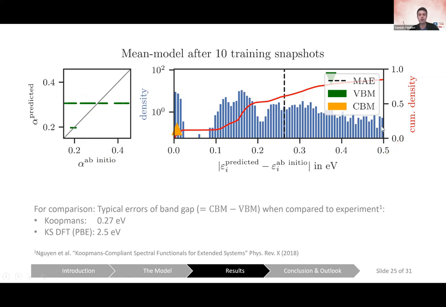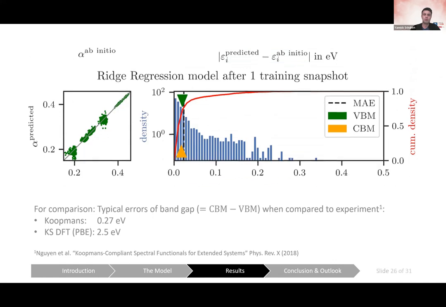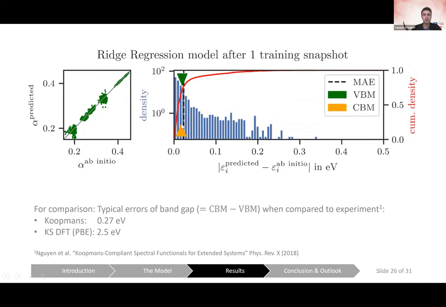We get even errors larger than 0.5 electron volts. So you can really completely forget about this model for predicting the screening parameters. Instead, if you use the more sophisticated machine learning approach, you get, again, already quite good results after only one training snapshot.